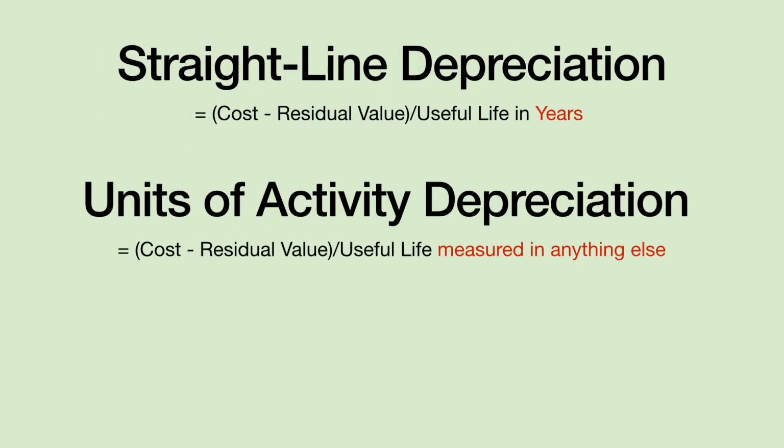Now let's review the first 2 depreciation methods, straight line and units of activity. The formulas for these 2 methods are almost exactly the same. You see in red letters where they're different. In the first case, straight line, you would depreciate a truck over years. But in the second method, you would depreciate that truck per mile. Very similar. The only thing that changes is the denominator.